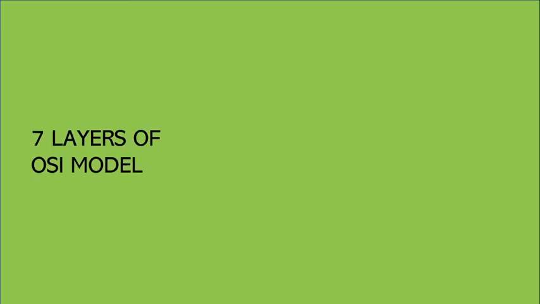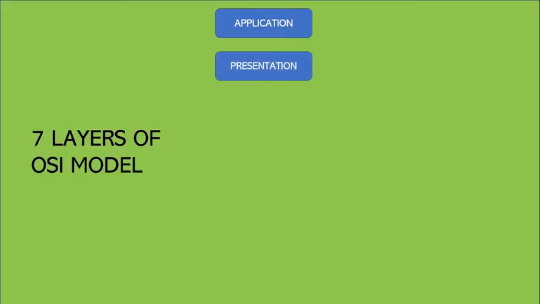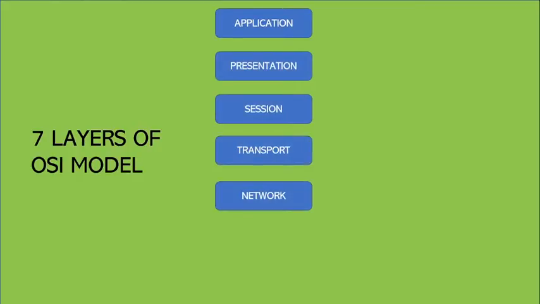OSI models consist of 7 layers that cover all aspects of network communication and follow the ISO standard, which are application layer, presentation layer, session layer, transport layer, network layer, data link layer, and physical layer. Now, I would like to explain how the data travels from the lecturer's PC to the ULAN system server.